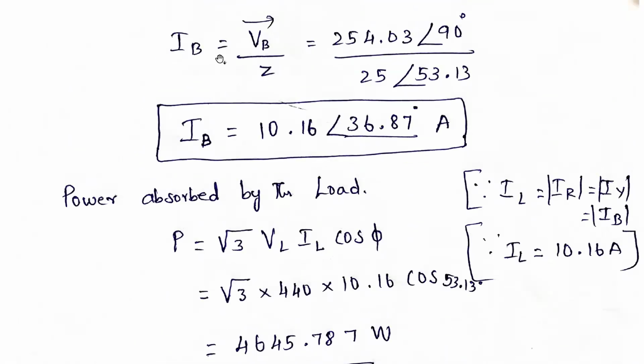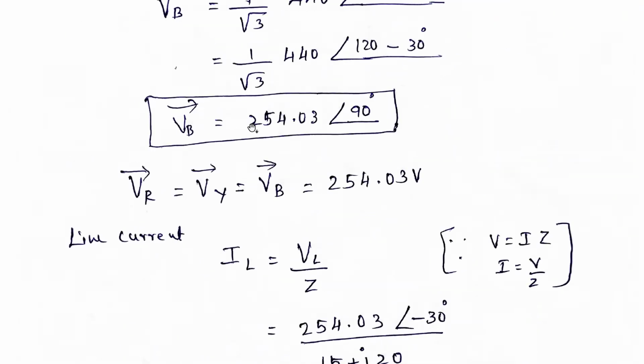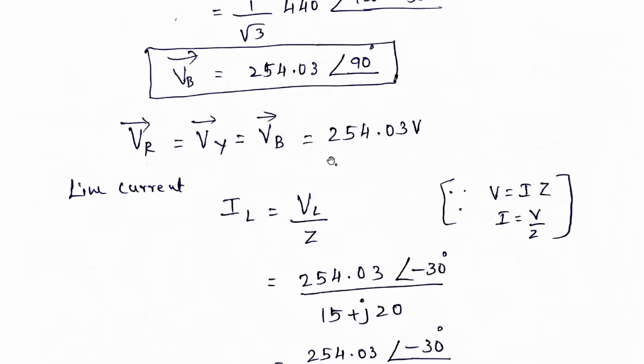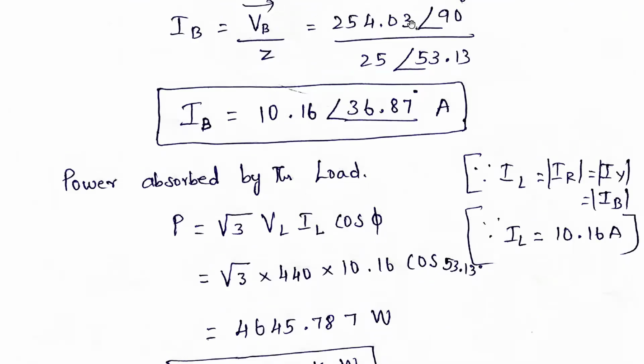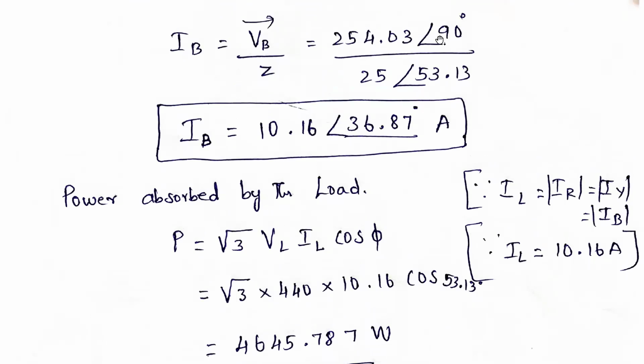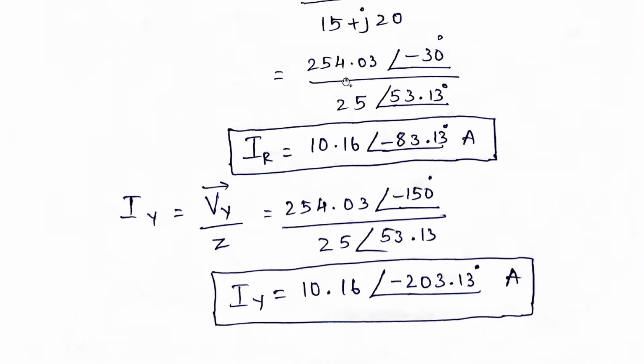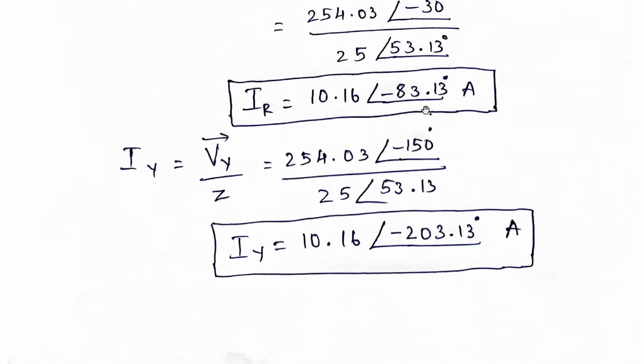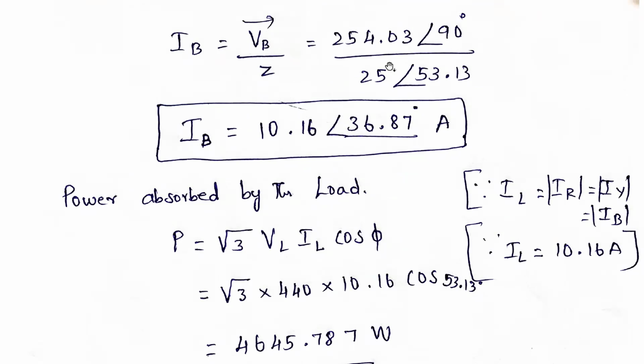Similarly, IB. So IB is equal to VB divided by Z. VB we already calculated as 254.03 at the angle of 90. So 254.03 at the angle of 90 degree divided by Z, which we already converted to 25 at the angle of 53.13. If you simplify, we get 10.16 at the angle of 90 minus 53.13, which is 36.87 degree. So that is IB, in amperes.